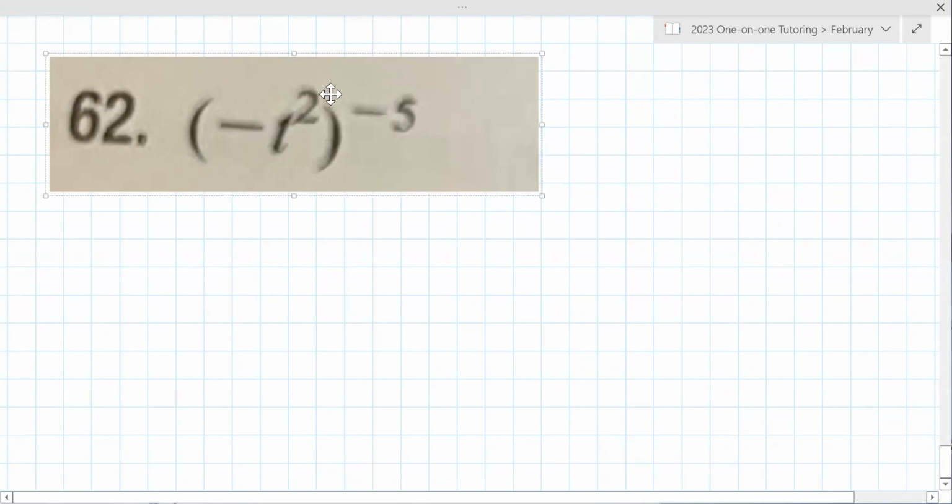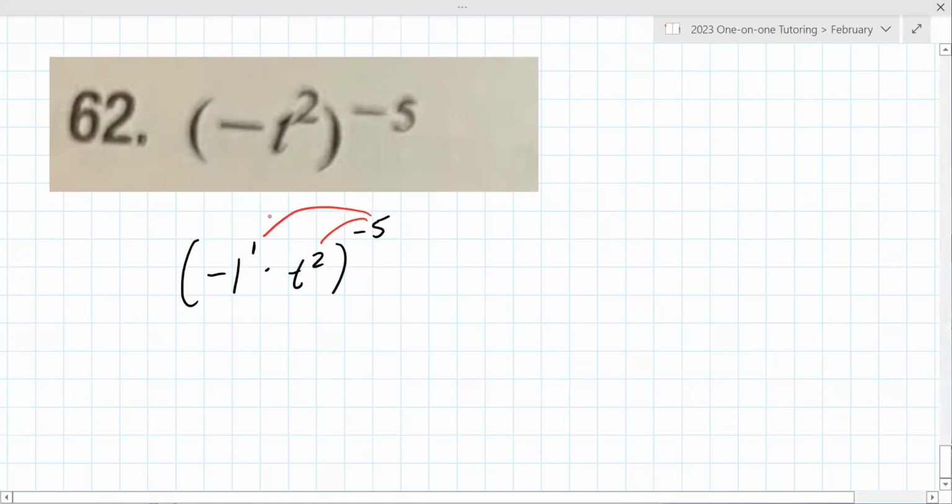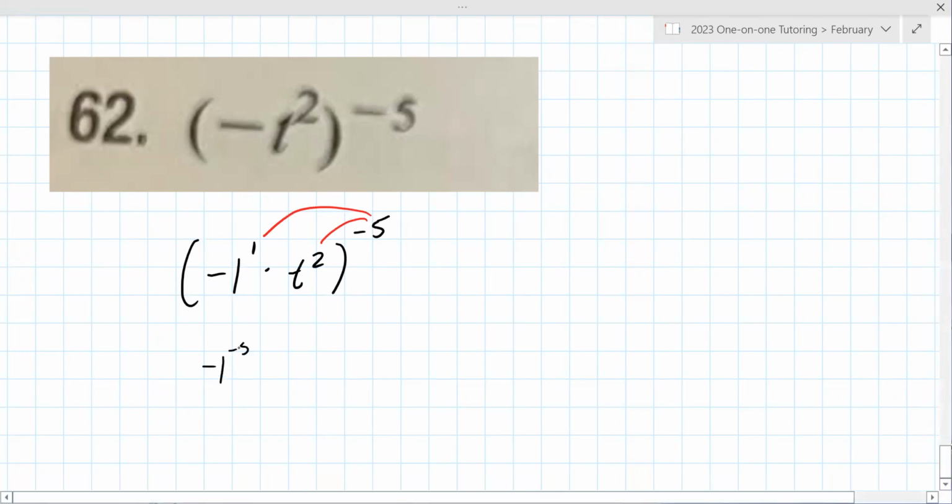62: -t squared to the -5. What did I tell you to do with this negative? How should you rewrite this negative? -1. Yeah, so it's really -1 times t squared to the -5 power. And the exponent of -1 is 1. So you're going to use the distributive property. Okay, -1 to the -5 times t to the -10. And you know enough to try to work out the rest of the problem from here. So please ask if you have questions, but let me know what you come up with.